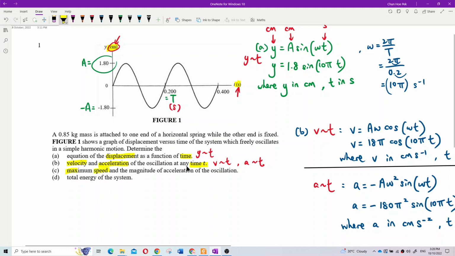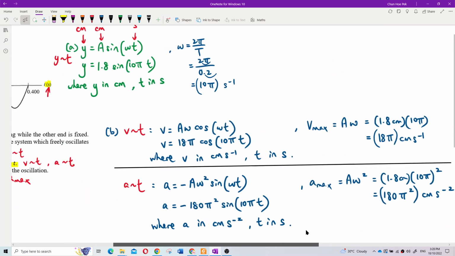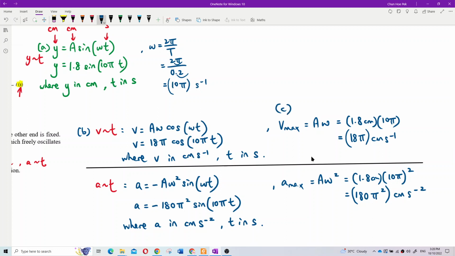Maximum speed, maximum acceleration. So he asks you for Vmax and Amax. We got it right. This is the answer for question C. So we already asked question C, and we already got the Vmax and Amax.